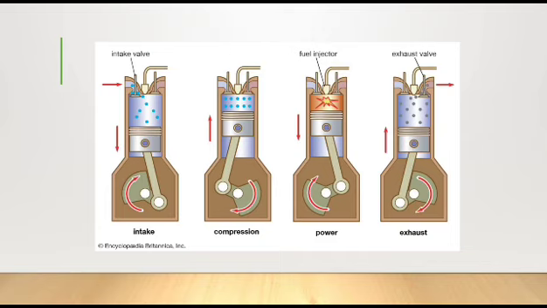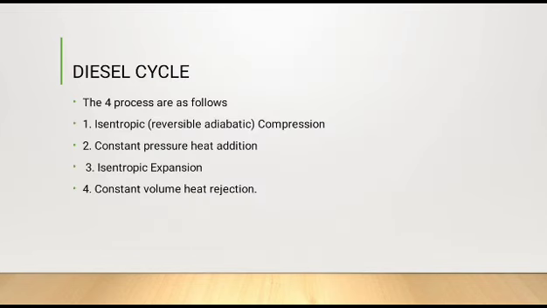This is a diesel cycle diagram. It consists of 4 strokes: intake, compression, power and exhaust stroke. It has 4 processes. First one is isentropic, that is reversible adiabatic process. Second is constant pressure, that is heat addition process. Next one is isentropic process, that is expansion process, and constant volume, that is heat rejection process.